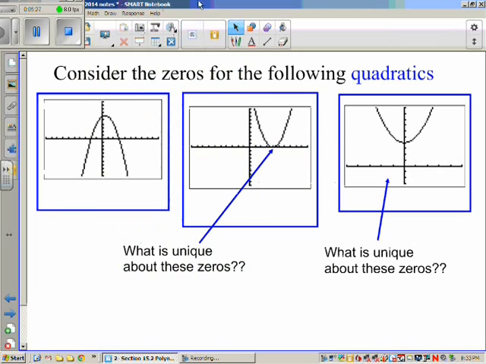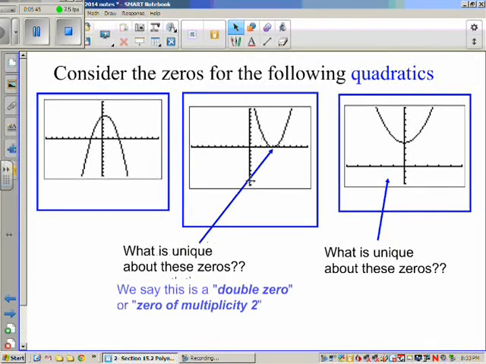Consider the zeros for the following quadratics, and these are going to be parabolas, their graph. How many real zeros would we see here? For this first graph, we'd see 2 real zeros. They're always going to have 2 zeros. This has 2 zeros, but it looks like it's just 1.